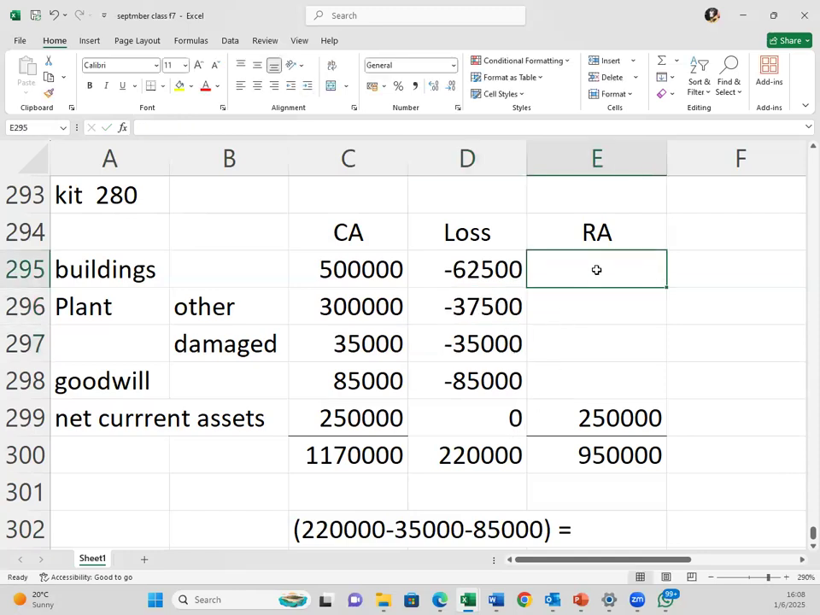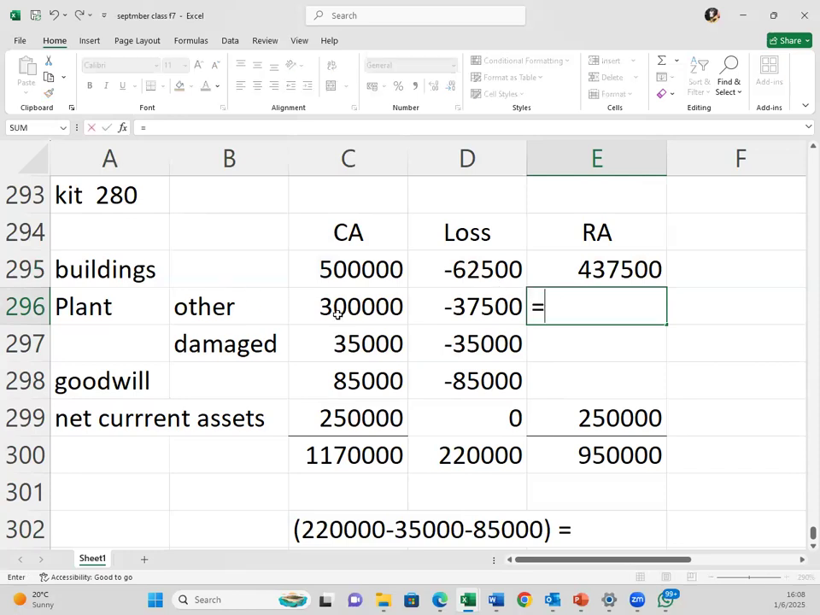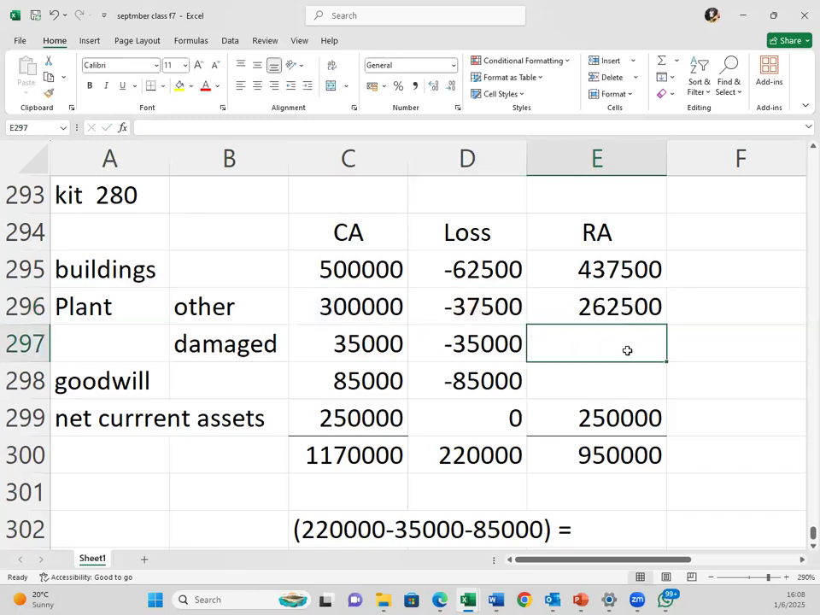So then we get our recoverable amount. That's 500,000. This is now worthless, 0. This is now again worthless, 0. So these are our new recoverable amounts.